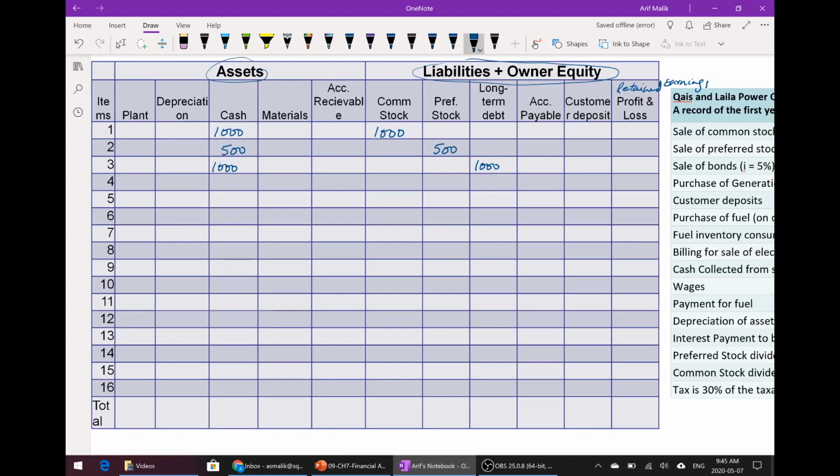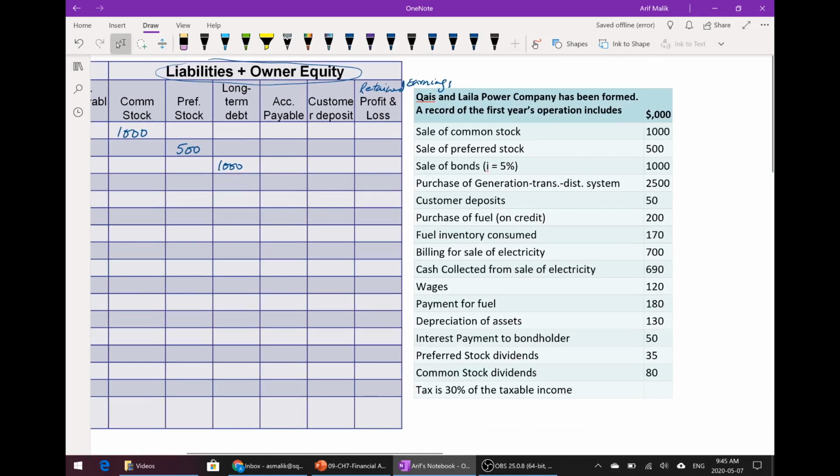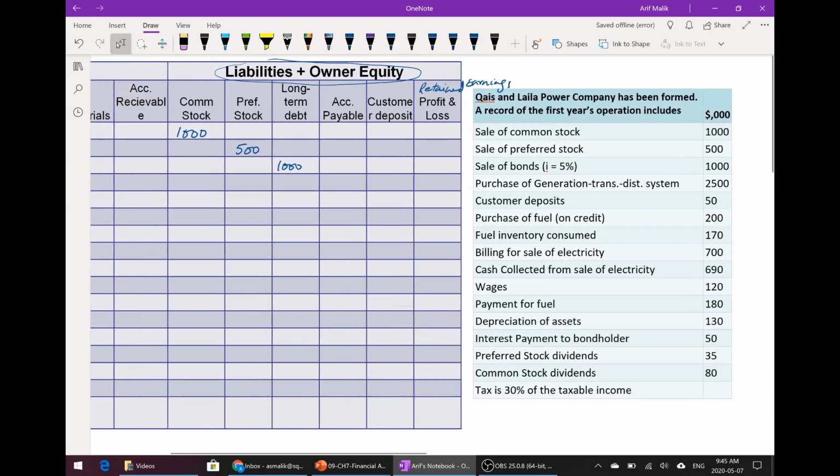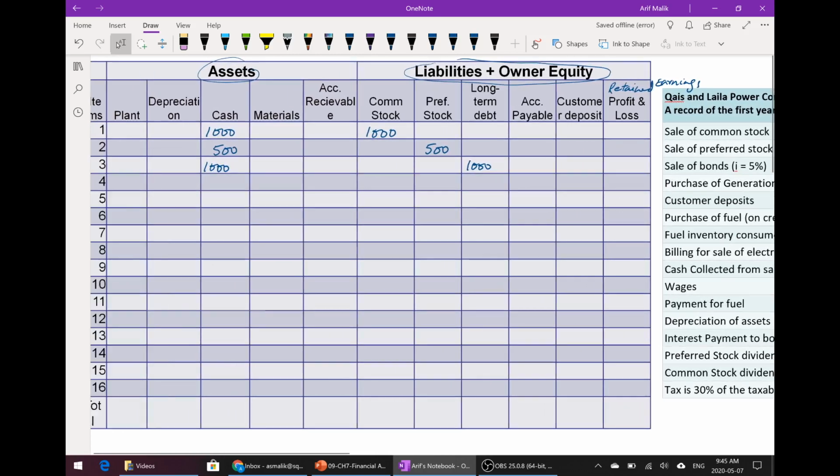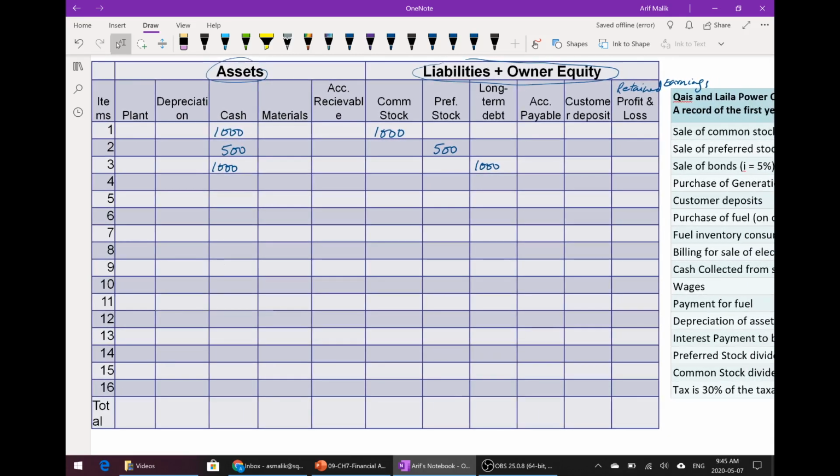All right, then the next item is purchase of equipment, the generation, transmission, and distribution system, 2,500. Now what we have done is we purchased it from cash. So the cash will be decreased. We make it 2,500, a decrease, that is negative. Anything we put in parentheses is negative. And we got plant worth 2,500. So now this is again balanced.